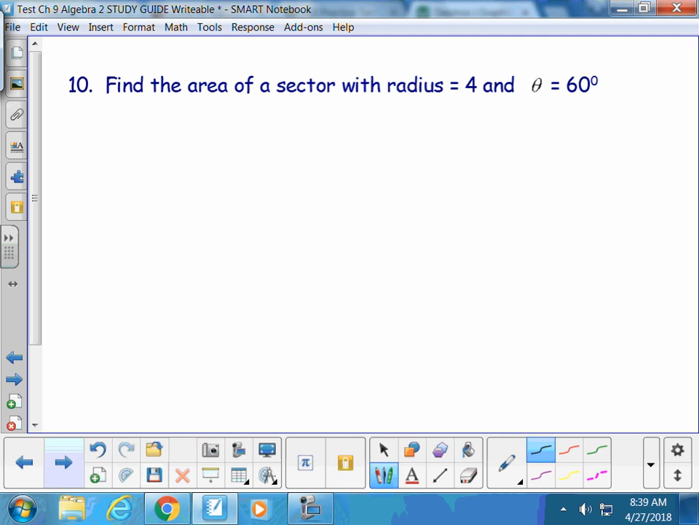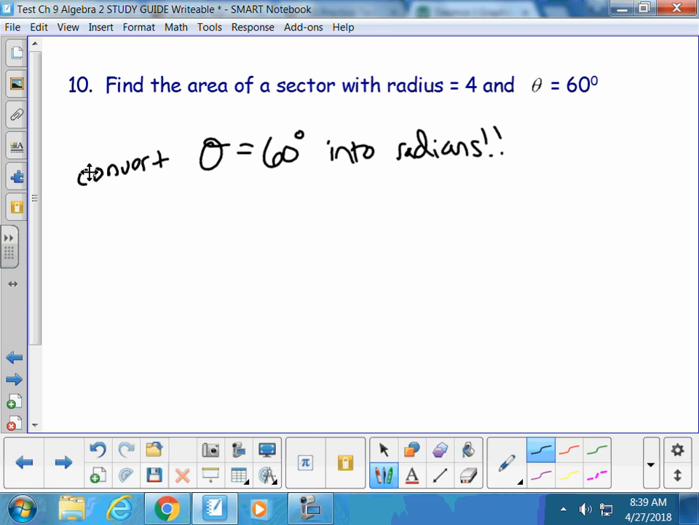Number 10, find the area of a sector with radius 4 and theta of 60 degrees. We had a very similar question like this on the quiz that you guys took, and if people miss this problem, it's because they forgot to do one key step, and it needs to be your first step, honestly. What you need to do is convert your angle of 60 degrees into radians, because the formula we use has to be in radians. I have it up on the board. Asterisk, theta must be in radians.